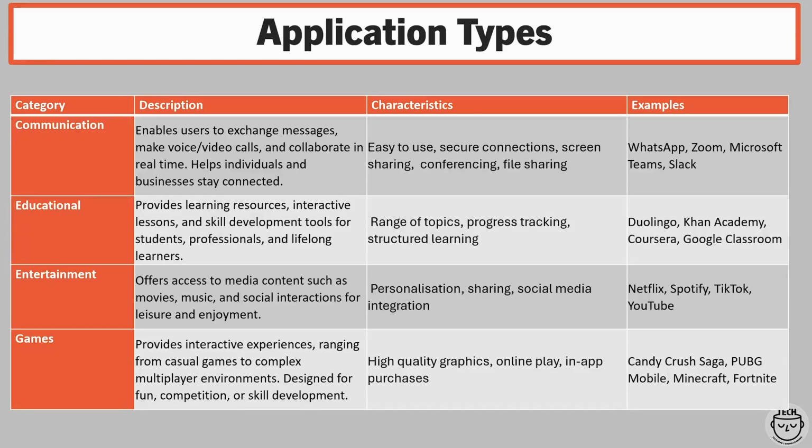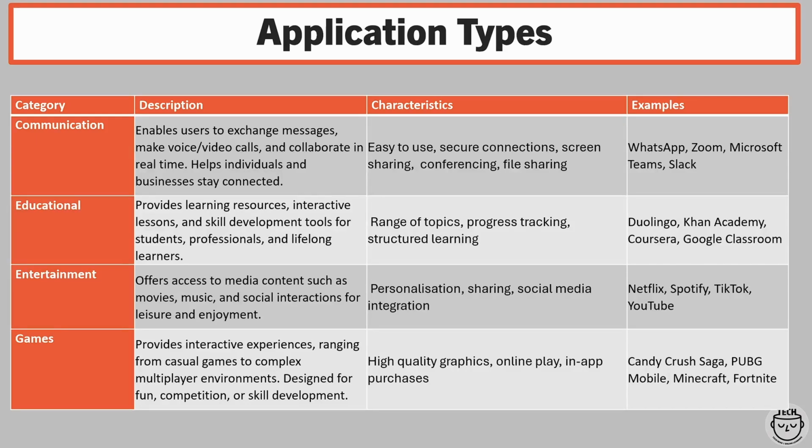Next we've got educational. Those provide learning resources, lessons, skill development, video walkthroughs for students, professionals, anybody who wants to learn something. The characteristics being there's a range of topics, there's normally progress tracking, structured learning, and some examples are things like Duolingo, Khan Academy, Coursera, Google Classroom. Obviously there's many more in that. These are just a few examples.